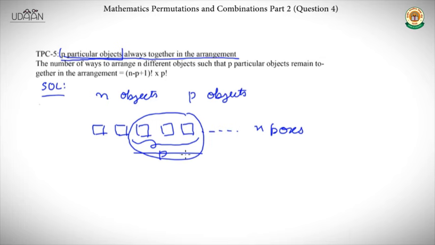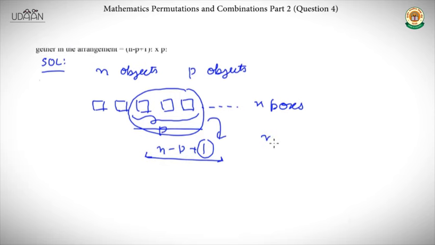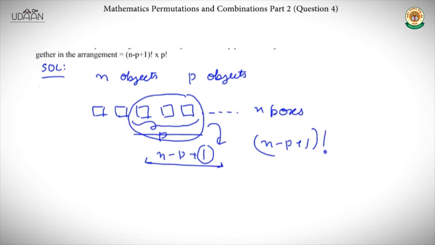Now the number of objects we are left to arrange are n minus p plus 1, this group is taken as one object. Okay. So now we arrange these n minus p plus 1 objects in n minus p plus 1 factorial ways. Now we have arranged the upper layer. We have to consider the arrangement of this group also.